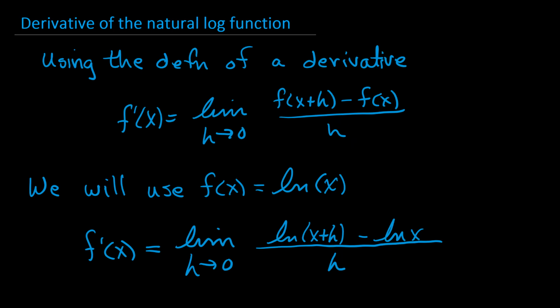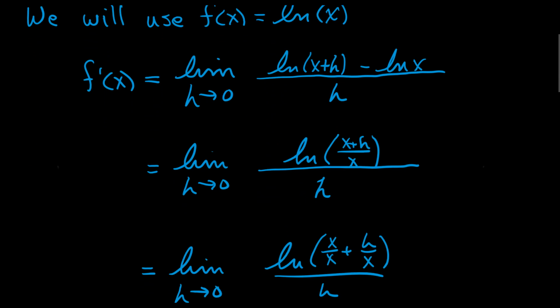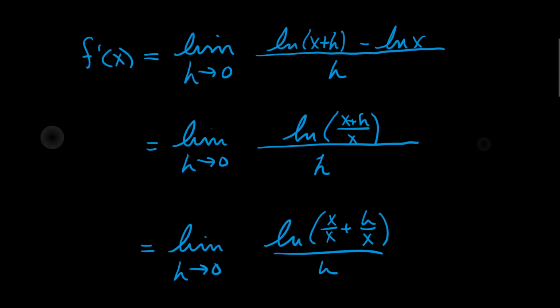We're going to use the function f of x equals the natural log of x, and then we are going to substitute that into the definition of a derivative, which will give us f prime of x equals the limit as h goes to 0 of f of x plus h minus f of x over h, which is the natural log of x plus h minus the natural log of x over h. At the start of this, we're going to wind up applying a number of properties from natural logs.